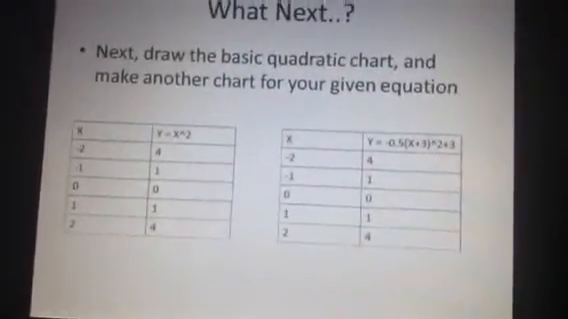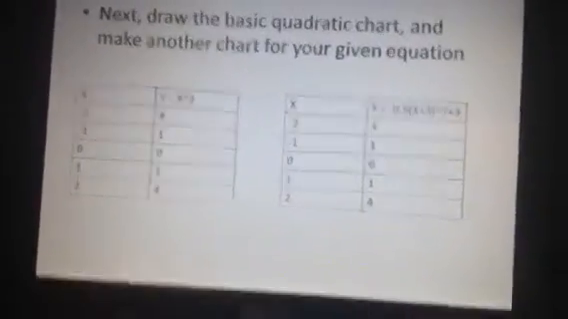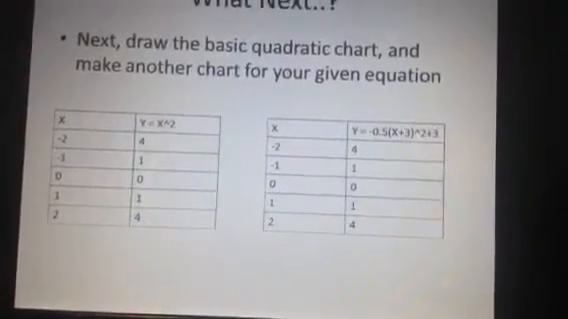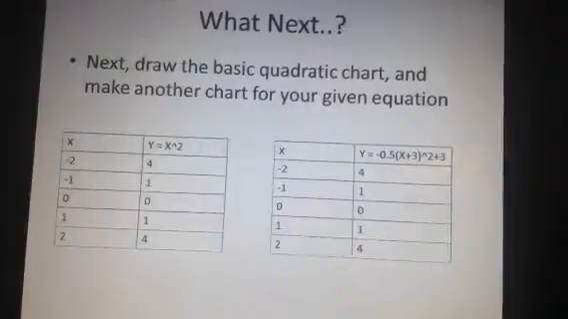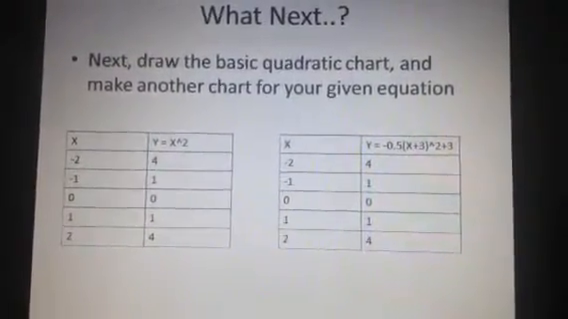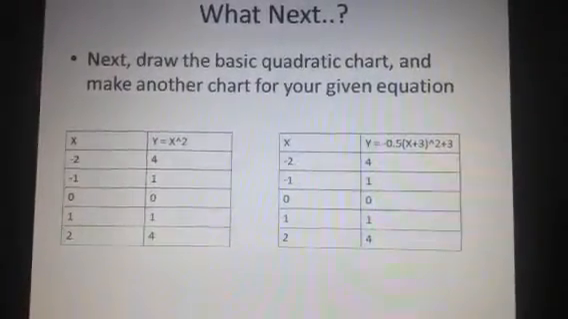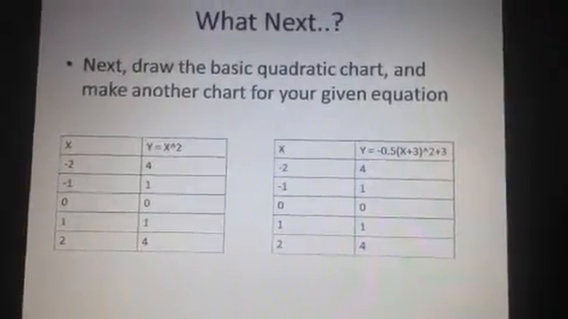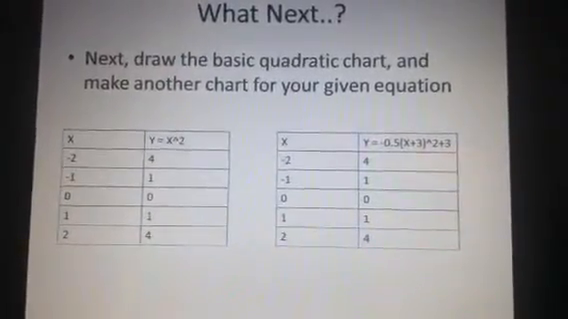In each chart, we put in the coordinates for the dots of the points, for the y equals x squared parabola. And as you can see, there is a sort of a pattern. There's 4, 1, 0, 1, and 4. And when you graph it, you will see how it will curve back up, creating a symmetrical curve. Okay, so next.